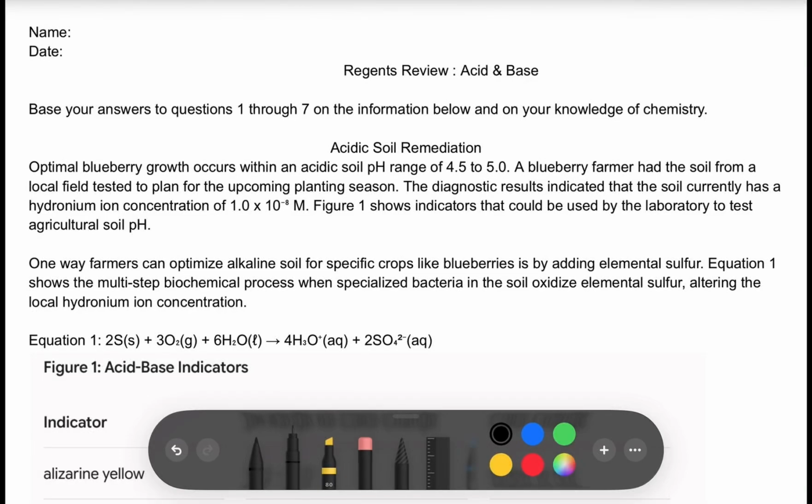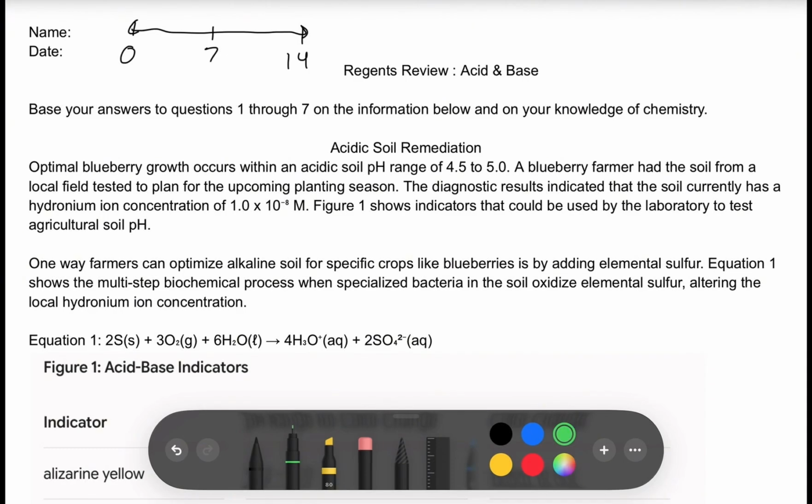Today I'm going to explain the pH scale, how it relates to acids and bases, and the two major acid-base theories that we'll be using in chemistry for the Regents. So to start off, the pH scale measures how acidic or how basic a solution is. The typical scale ranges from 0 to 14, and in the middle we have 7. So a pH of 7 is considered neutral.